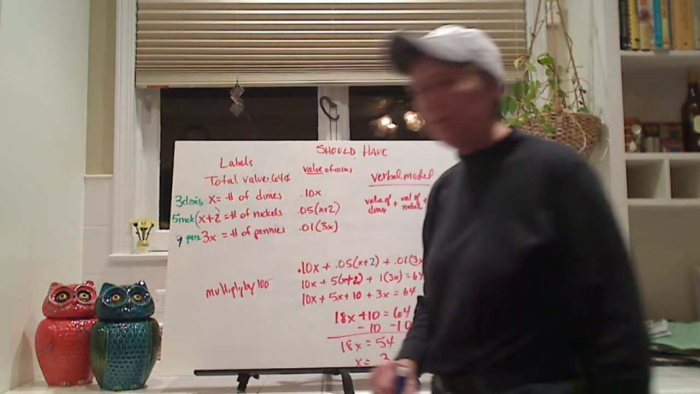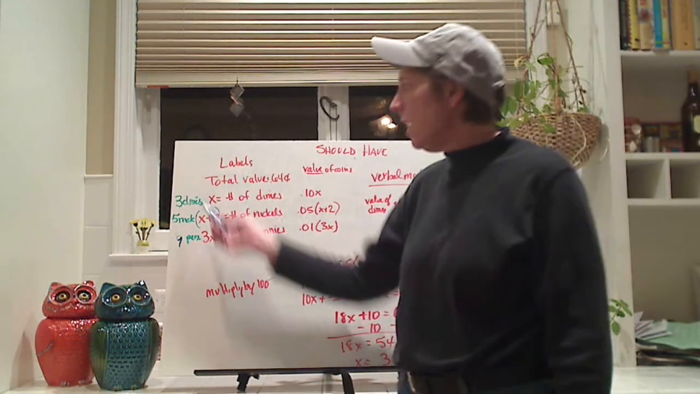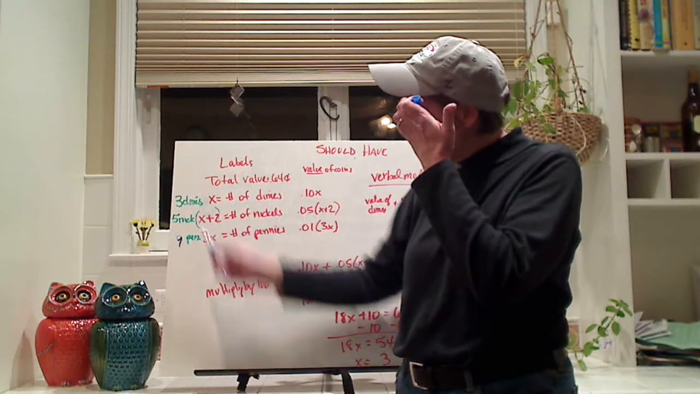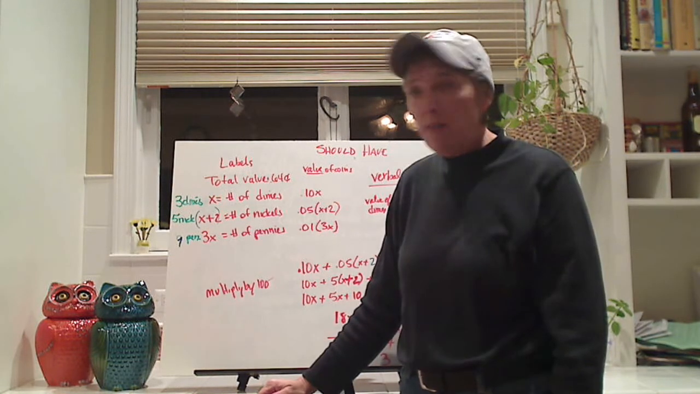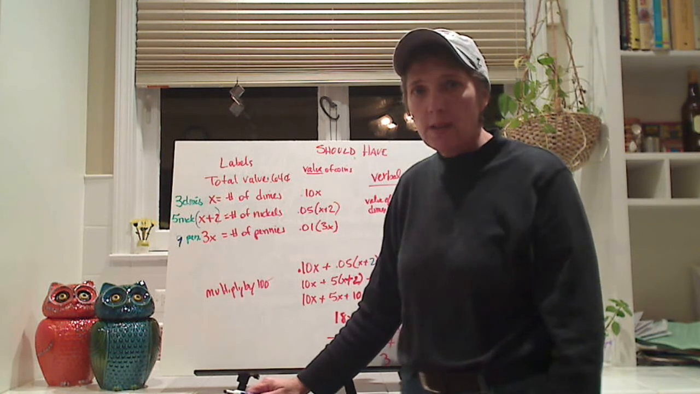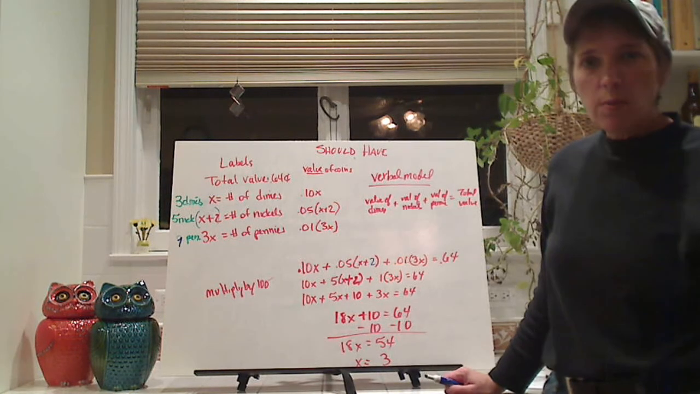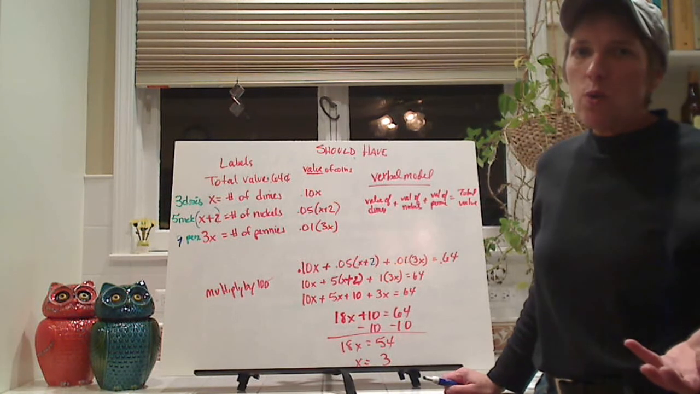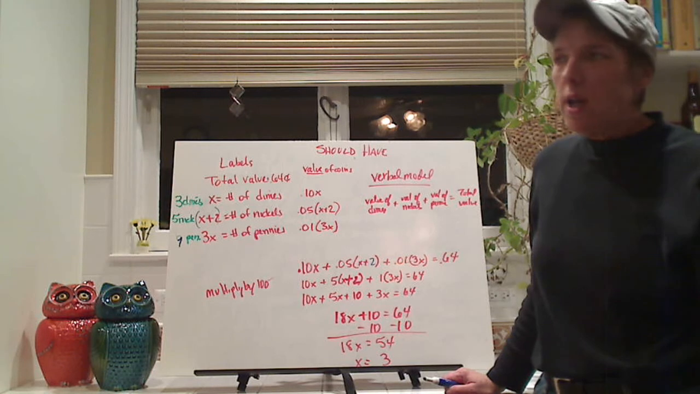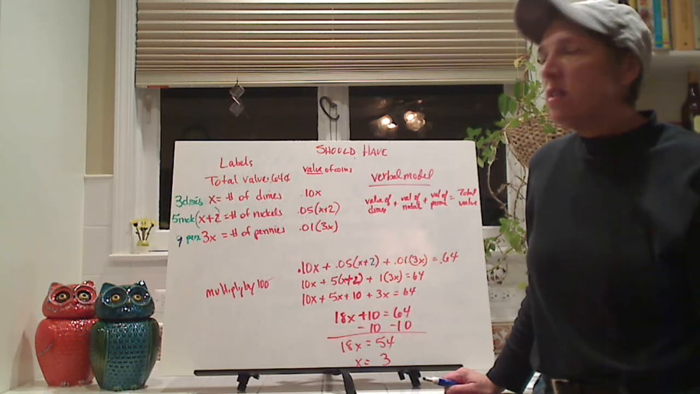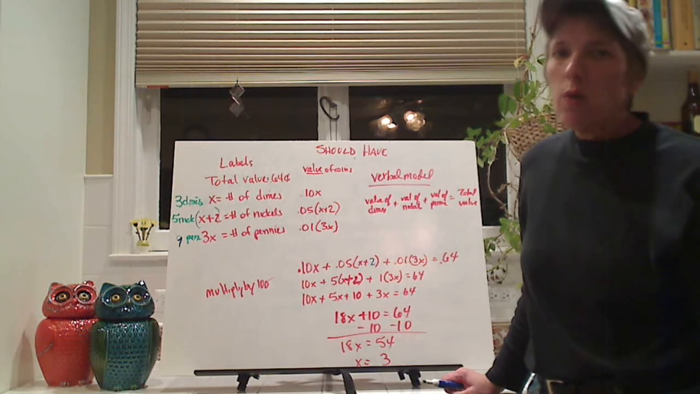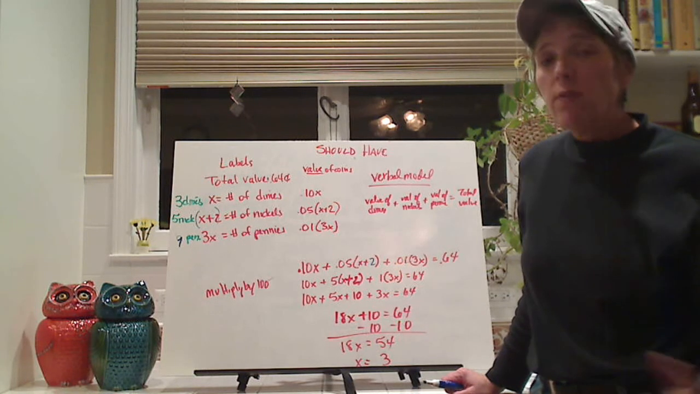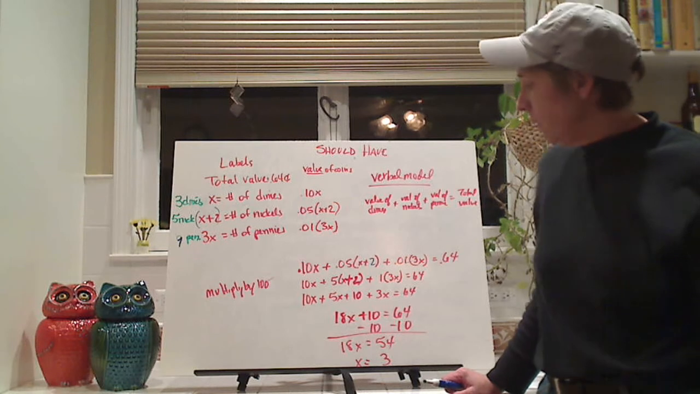How do I check it? Well, 3 times 10 is 30. 5 times 5 is 25. Plus 9 cents is 64. So I always double check it. You make sure you answer the question. Did the question say what's the value of each coin? Or did the question say what's the number of each coin? Could be either one. You have to read the question carefully.